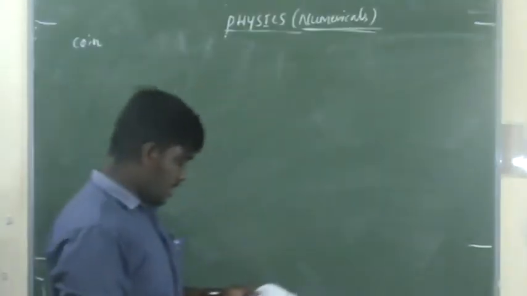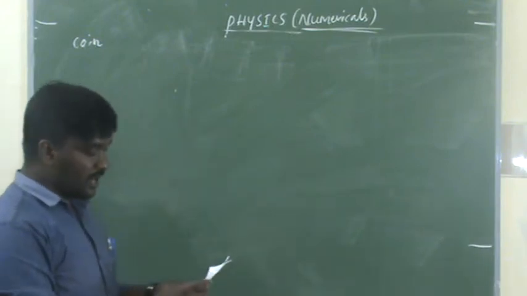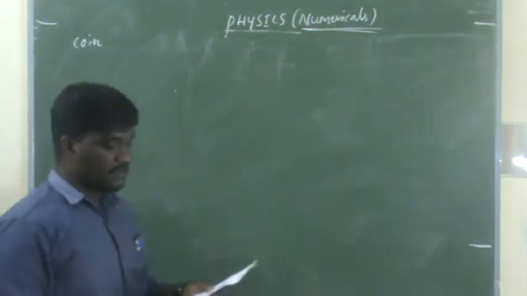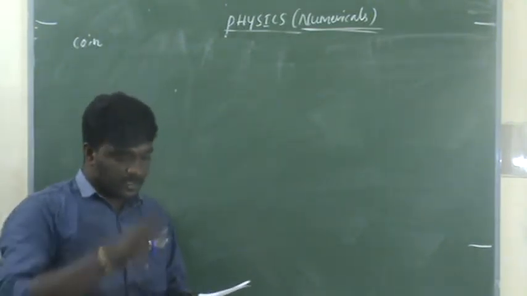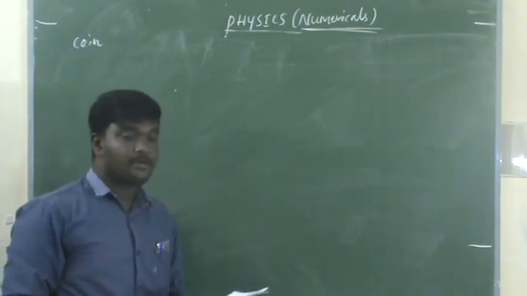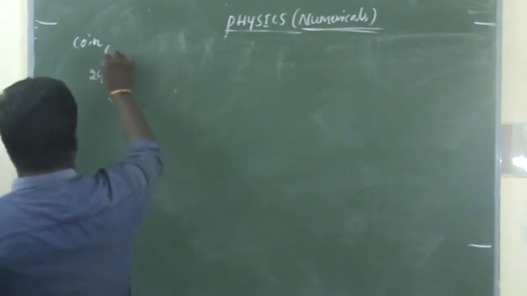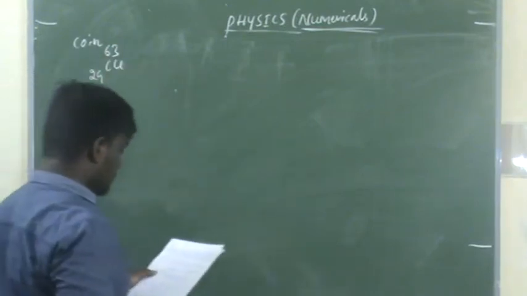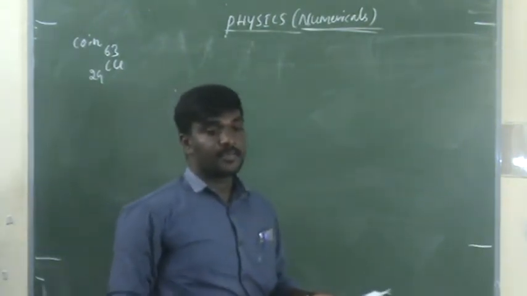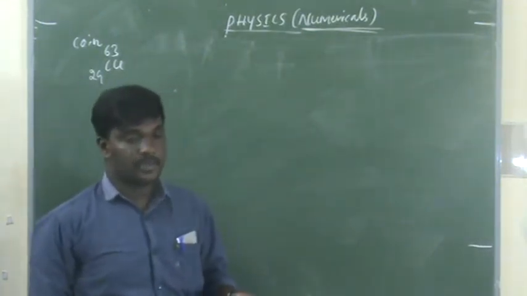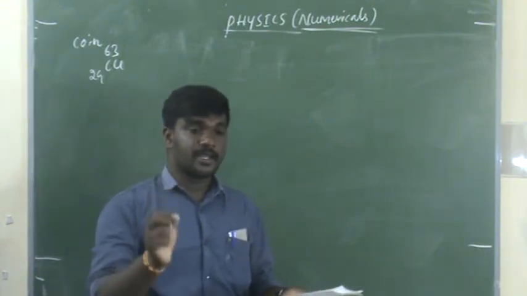Listen. A given coin has a mass of 3 grams. Calculate the nuclear energy that would be required to separate all the neutrons and protons from each other. Assume that the coin is entirely made up of 29 copper 63 atoms. So here we have to calculate the nuclear energy of the protons and neutrons in 3 grams.